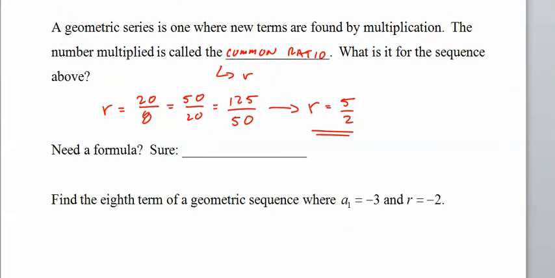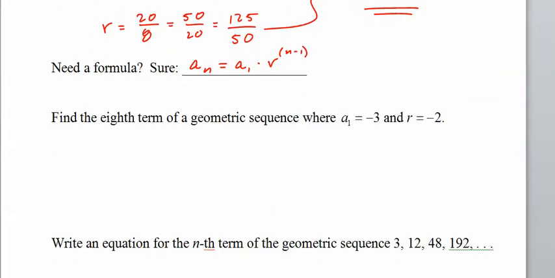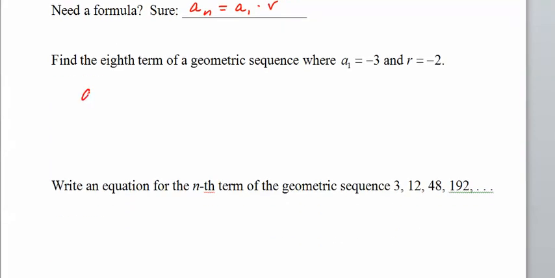That's really it. You want a formula for finding things? Great. Very similar to the other one. Our first value times the ratio, but with the numbering system we have to go n minus 1. So that's it. Problems. Find the eighth term, a of 8.